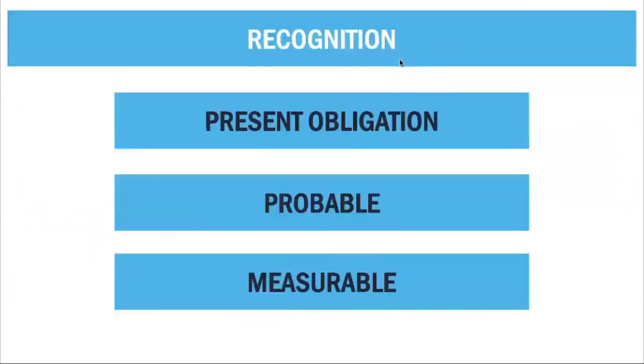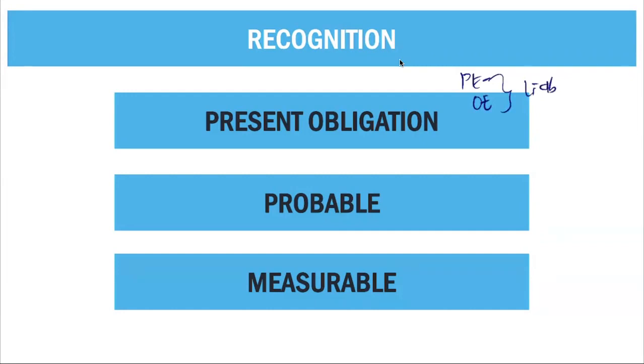We go now to recognition. So when do we recognize provisions? We recognize provisions once you have a present obligation. When we talk about a present obligation, you have the duty to settle that particular obligation based on an obligating event. Take note, a past event now creates an obligating event, which gives rise to a liability.